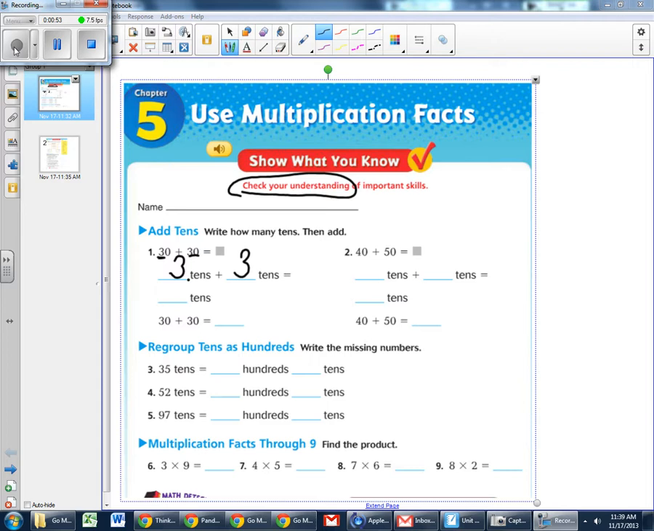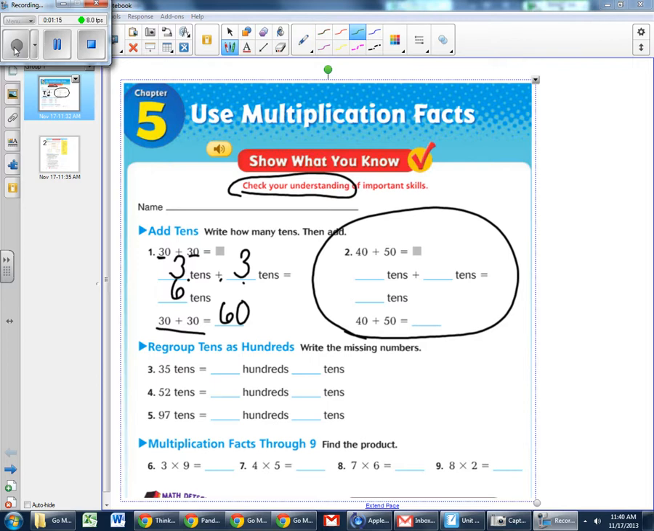So 3 tens plus 3 tens equals 6 tens, which is the same as saying 30 plus 30 equals 60. Okay. Complete number 2 in the same way, please. 40 plus 50 equals how many tens plus how many tens to equal a total amount of tens, which is the same as saying 40 plus 50.